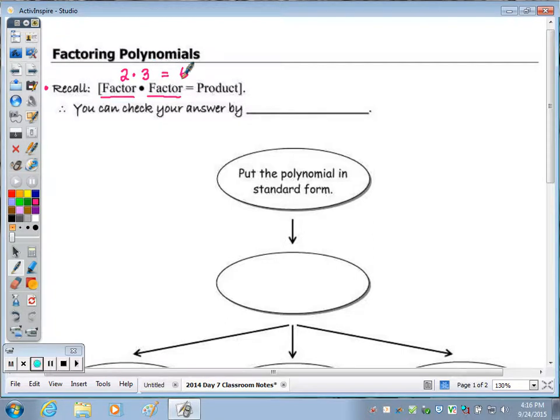So the factors of 6 are 2 times 3, but there are also other factors of 6, such as 1 times 6. Since we're going to be factoring, and a factor times a factor is equivalent to a product, this means you can check your answer by multiplying.